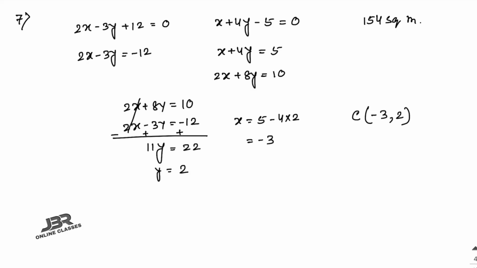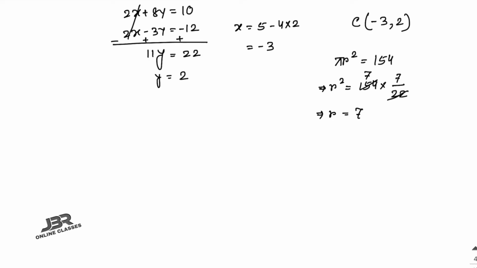Now next, area equal to 154 square meters. You know the formula of area is pi r square, that equals 154. So r square equal to 154 into 7 by 22, since the value of pi equals 22 by 7, you know that. So 154 divided by 22 is 7. So r equal to 7. So center equal to (-3, 2), radius equal to 7.